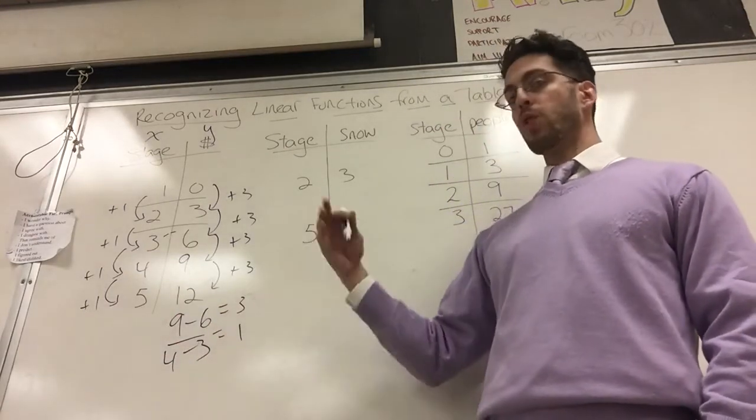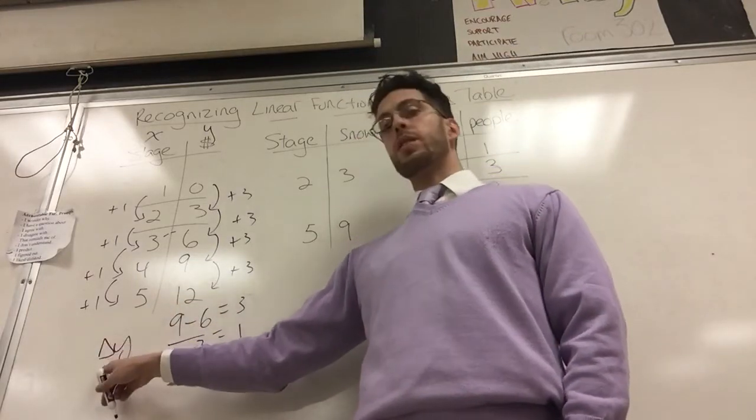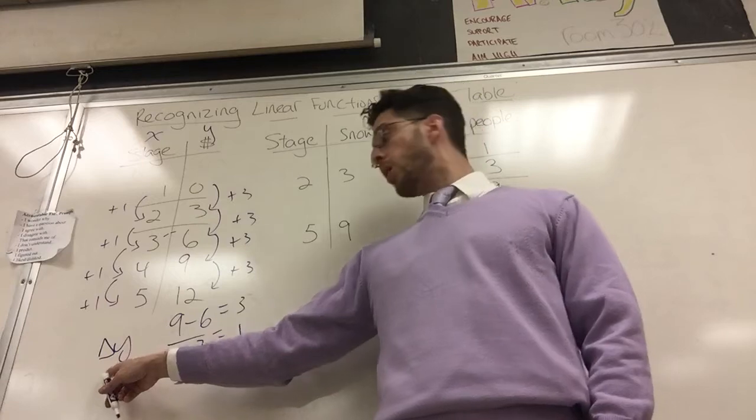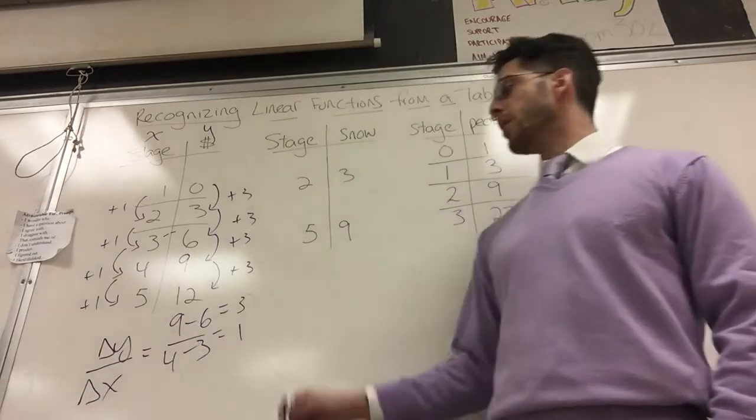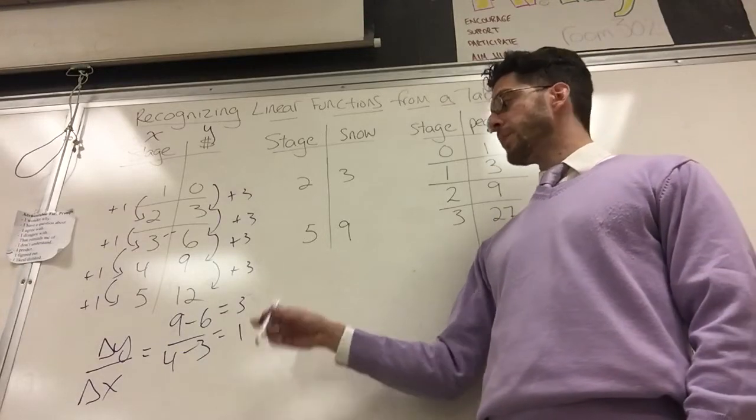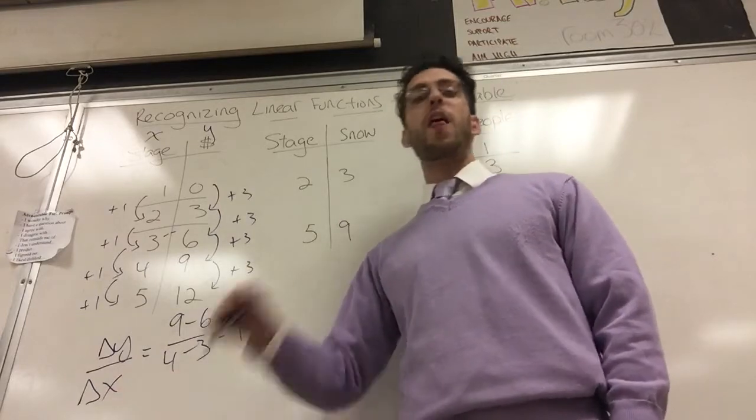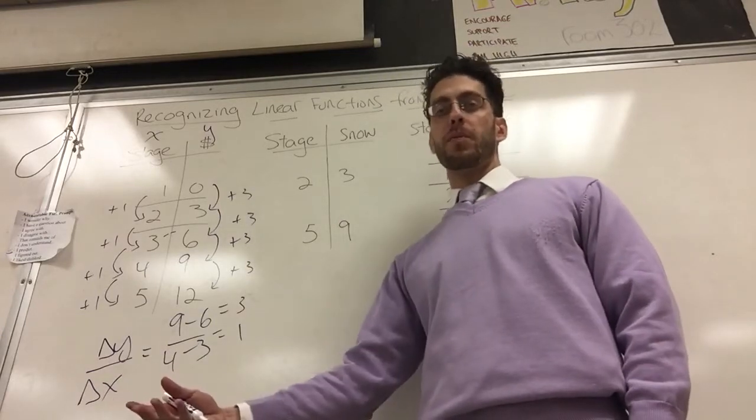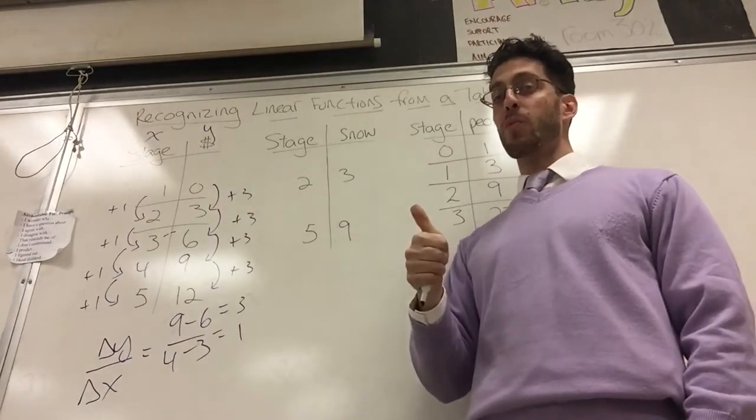So my relationship is the y's are changing, and this little triangle means delta, or change in y, compared to the change in x. All right, my y's are changing by 3, my x's are changing by 1. That is my change, also known as rate of change, also known as slope. If I have a constant rate of change, my slope is 3.